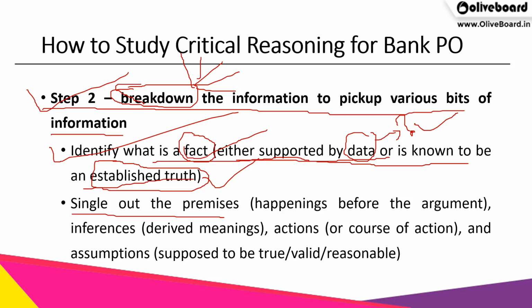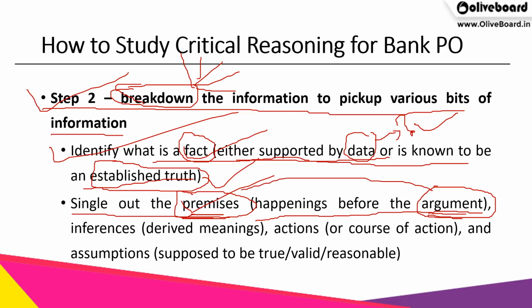Single out the premises. Okay, happenings before an argument. Anytime you make an argument for any case, you are doing it on some premise, dependent on something. Anything on which your argument is dependent, that is a premise. In the exam, whenever you are reading and you see that there is an argument in the question, you need to see on what premise, on what basis, that argument is being made. So that is exactly a premise. Please ensure that you highlight or single out the premise as well.